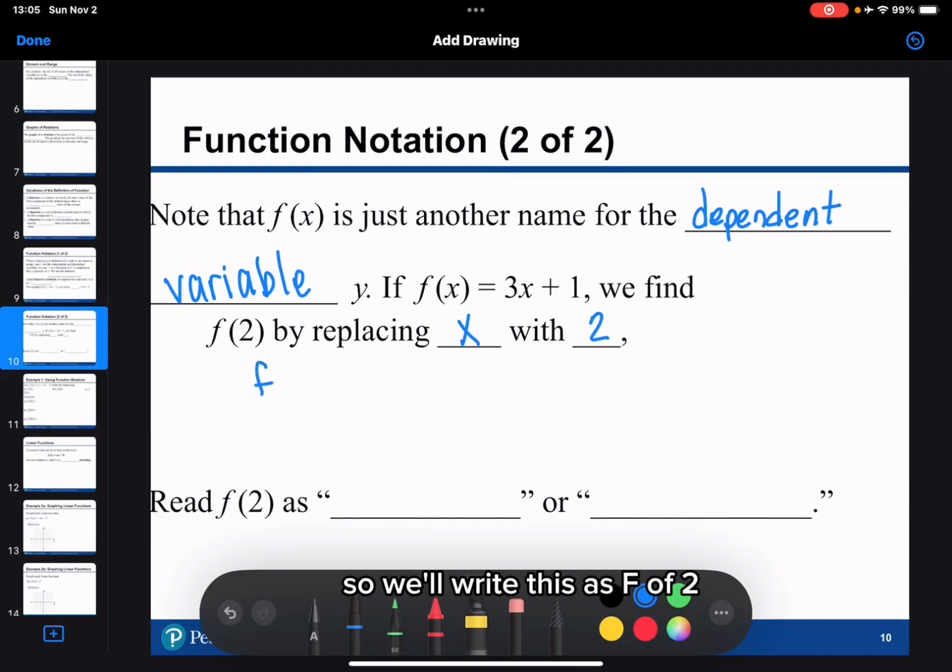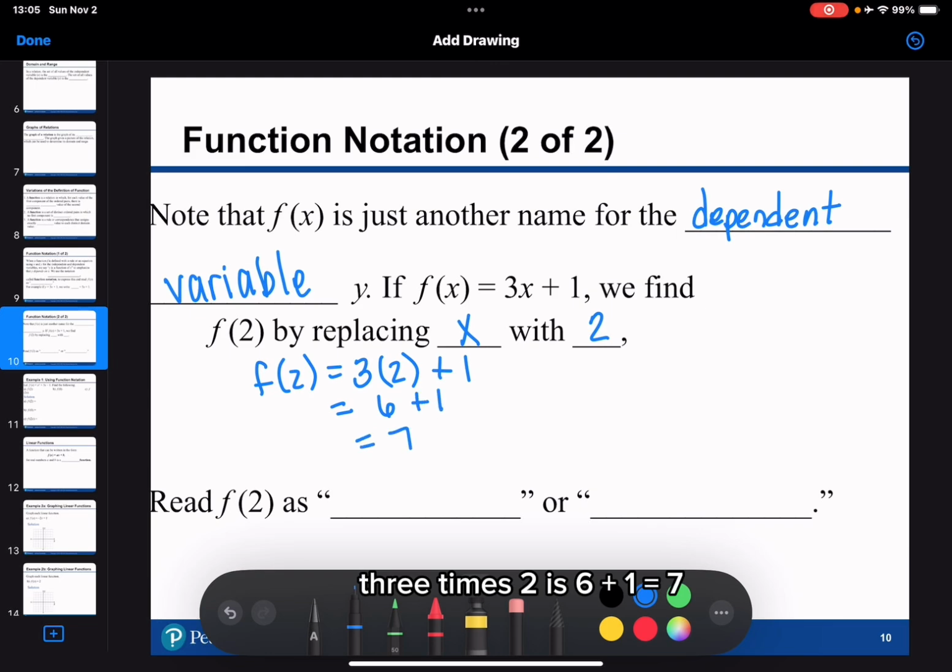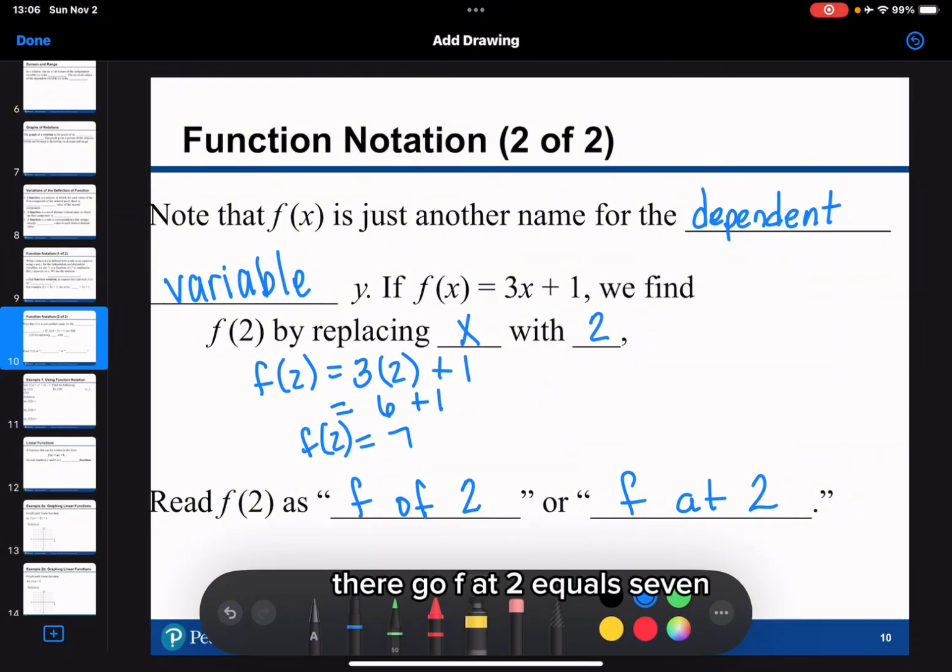So we'll write this as f of 2, and in place of x, we're going to write a 2. So we had 3x plus 1. In place of x, we're going to put a 2, plus 1. 3 times 2 is 6, plus 1 equals 7. Therefore, f of 2 is read as, again, f of 2, or f at 2. So f at 2 equals 7.